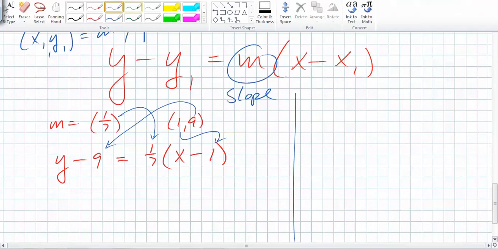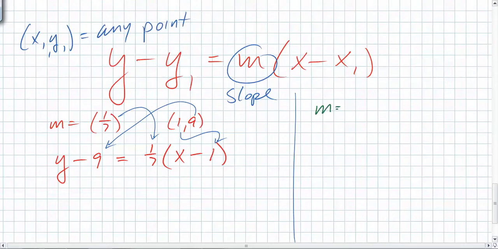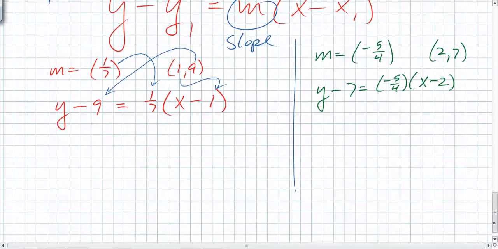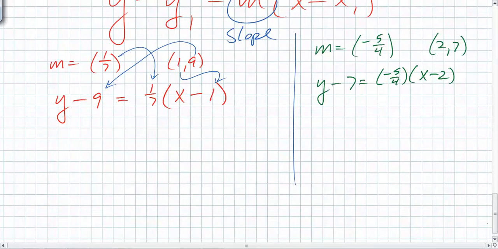Let's do another example. Let's say the m value was -5/4, and it went through the point 2, 7. You would just have y minus 7 is equal to -5/4 times x minus 2. If I didn't specify what form to put the line in, you could just say, this is the final answer. You don't have to go any further. But if I said, write this in point slope form, you'd have to stop here.